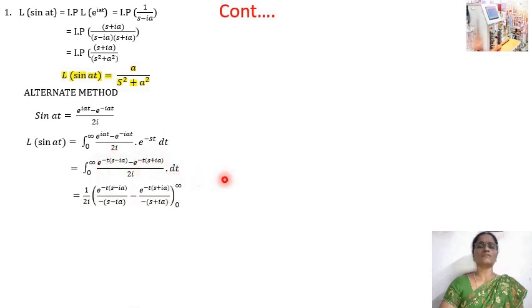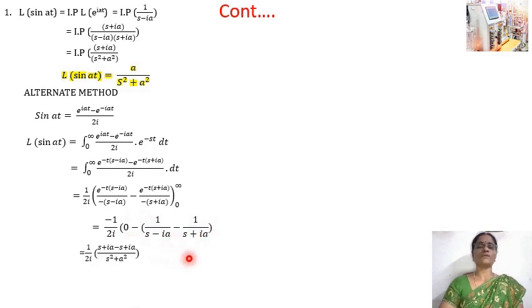You will get the final value like this. Now again you integrate it. After integrating, apply the lower and upper limit, and you will get the form like that. Again in the denominator take the LCM, then s and s will get cancelled, only ia will be there. In the denominator 2ia is already there, so it will get cancelled. The final thing you will get is a upon s squared plus a squared. So this is the alternate method you can use to solve the Laplace of sin at.